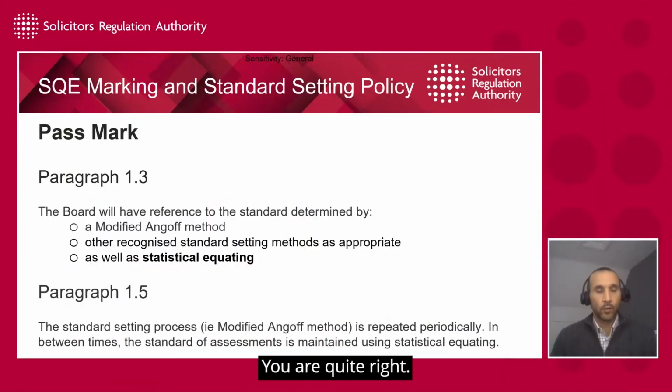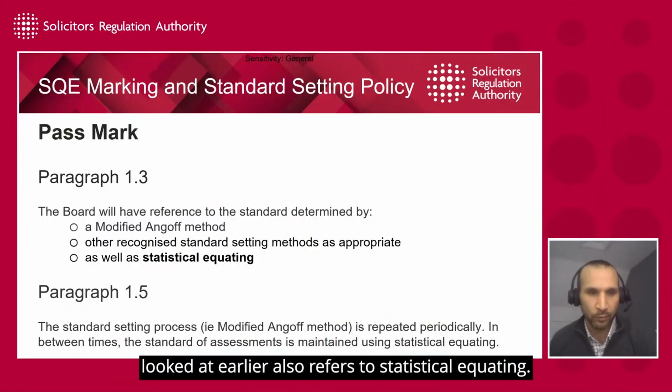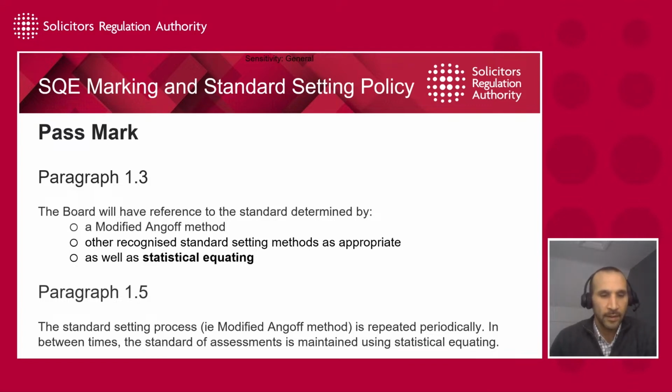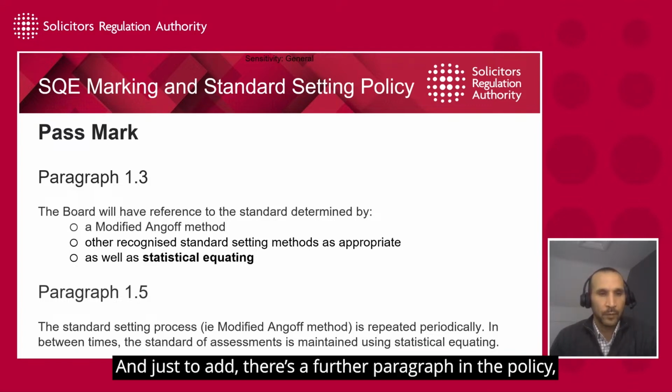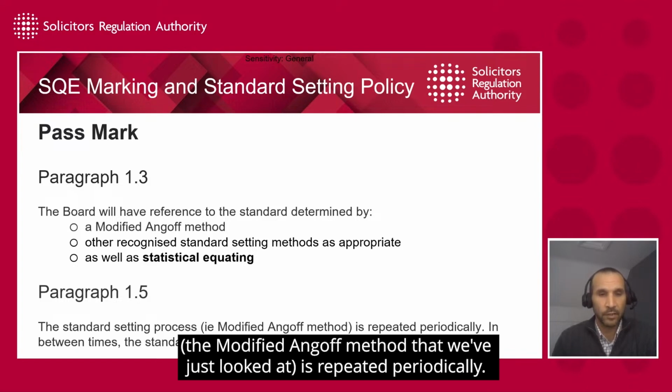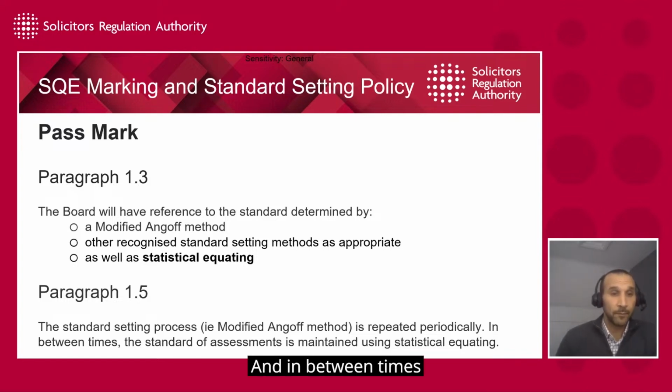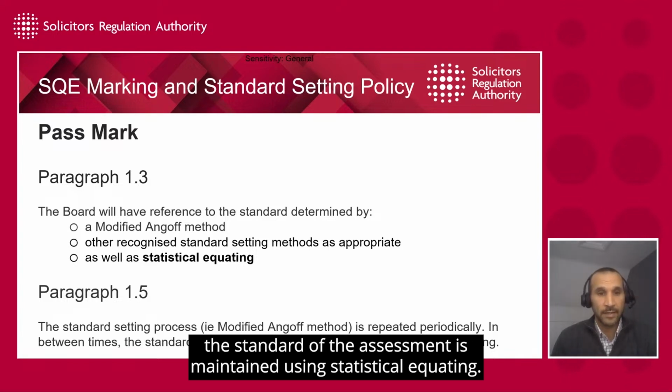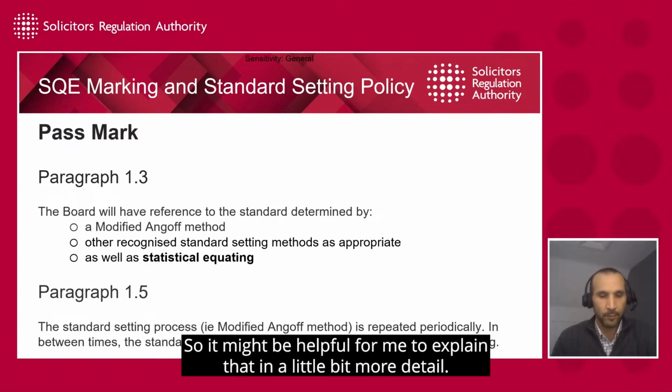Sure. Yeah, so you're quite right. Paragraph 1.3 there, which we've looked at earlier, also refers to statistical equating. And just to add, there's a further paragraph in the policy, paragraph 1.5, which also explains that the standard setting process, so the modified AGOFF method that we've just looked at, is repeated periodically. And in between times, the standard of the assessment is maintained using statistical equating. So it might be helpful for me to explain that in a little bit more detail.